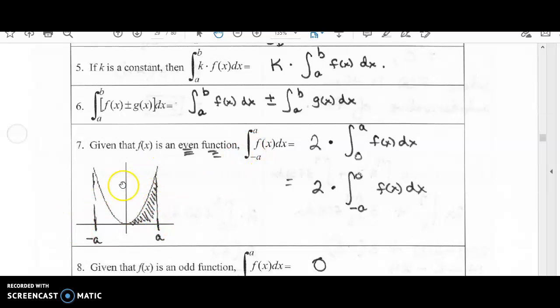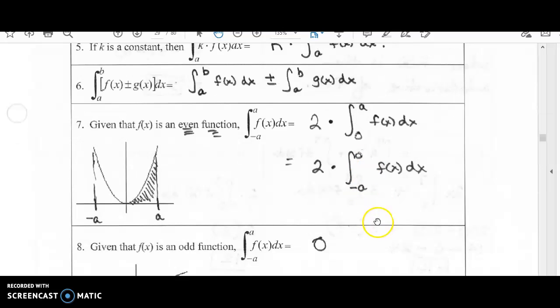And I like the picture that he drew here because it shows that the area under the curve to the right is equal to the area under the curve to the left. So the premise is that you can just do half of the integral. Instead of going from negative a to a, you can go from 0 to a and then double that area. I hope that makes perfect sense when you look at the picture. You can also do it this way, although I would not necessarily advise doing it that way.